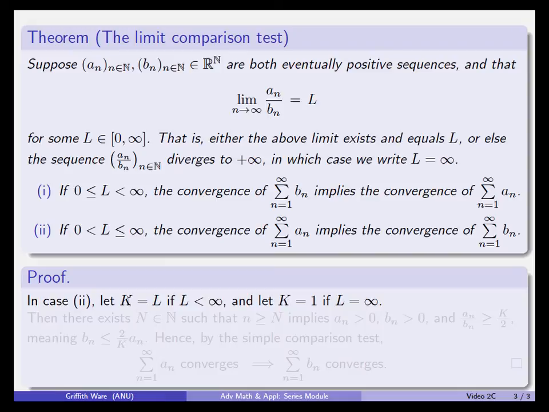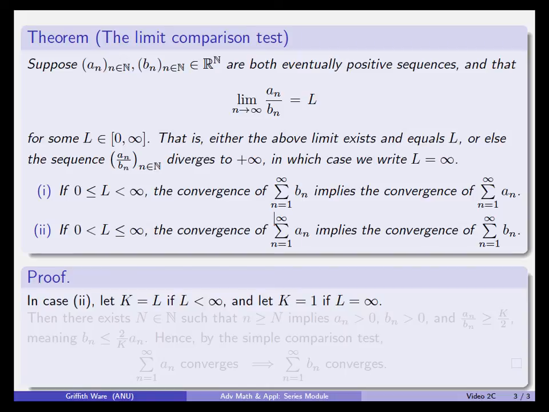And so I'm going to set k to be equal to L in the case where it's actually a proper number. And in the case where L equals infinity, I'm just going to take this new constant k to be equal to 1. And keep in mind that whatever k is, it's not 0, because we've assumed that L is greater than 0. Okay, and now the proof follows similar lines to case 1.